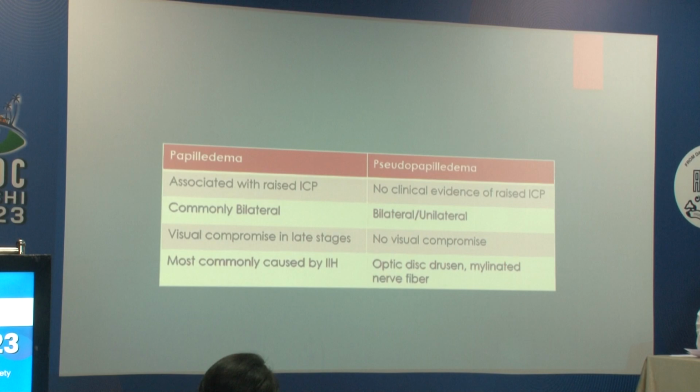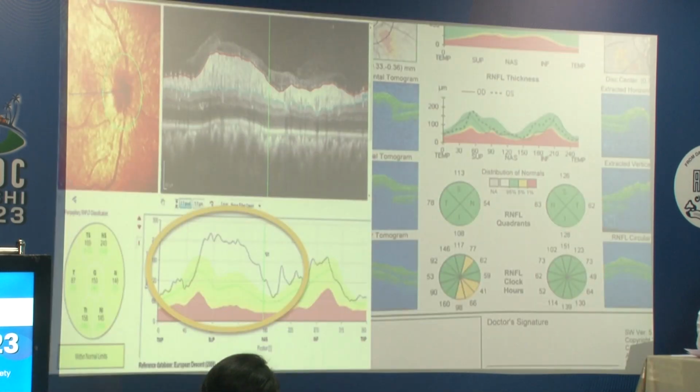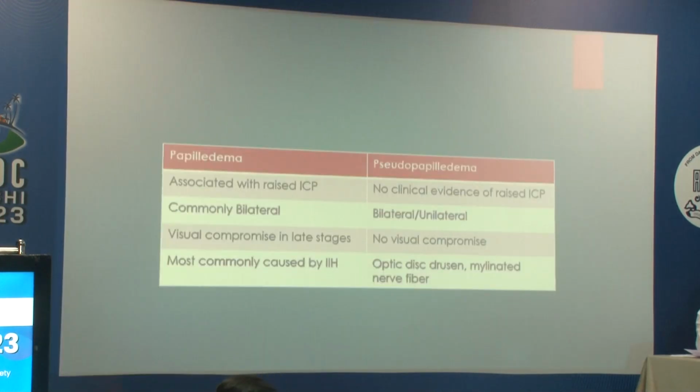After further investigations, we came to the conclusion that the first patient had papilledema, while the second one had pseudopapilledema. Papilledema is passive disc swelling associated with raised intracranial pressure, while in pseudopapilledema, there won't be any clinical evidence of raised ICP.